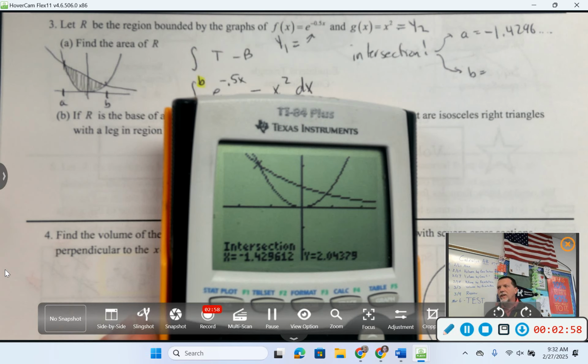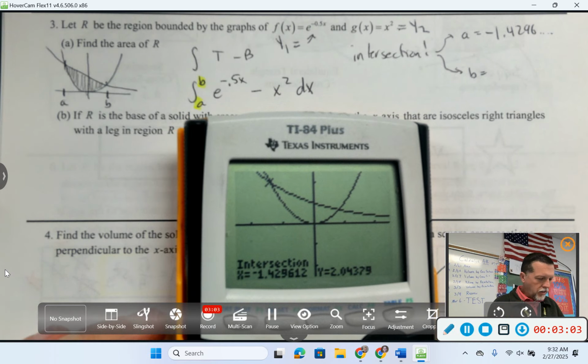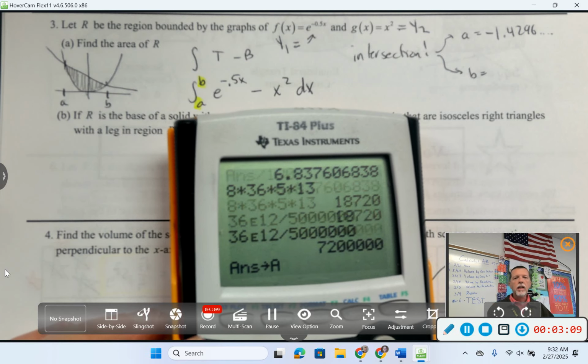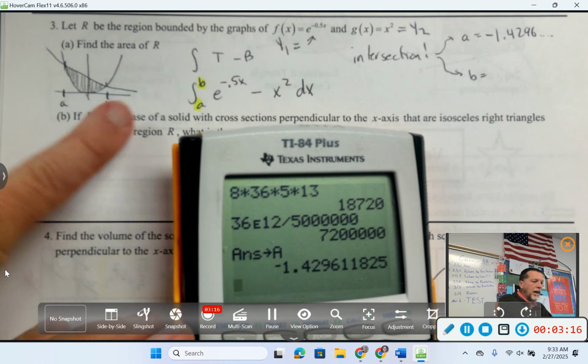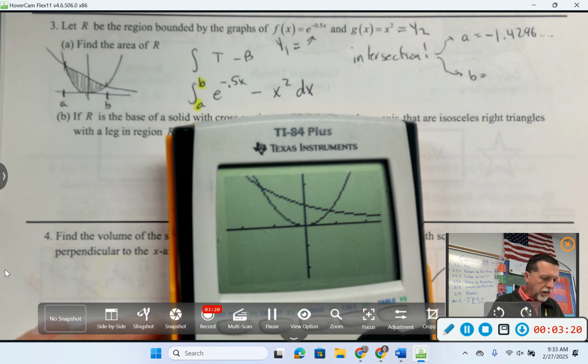I don't want to write all that down. I certainly don't want to have to write all that down multiple times. So I'm going to store that as A. So there's A. My calculator now knows what A is, so I can use A in my equation in a minute. And now I need to go do the same thing for B.